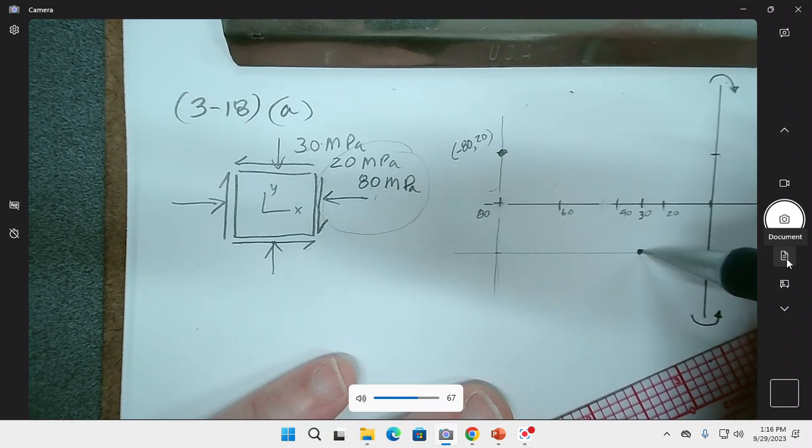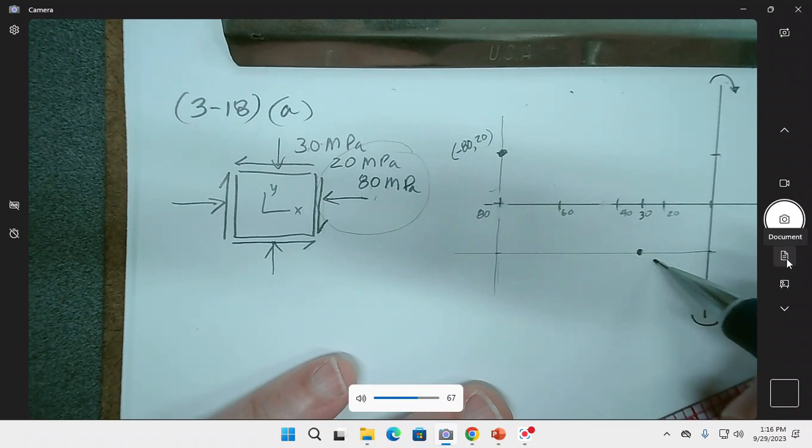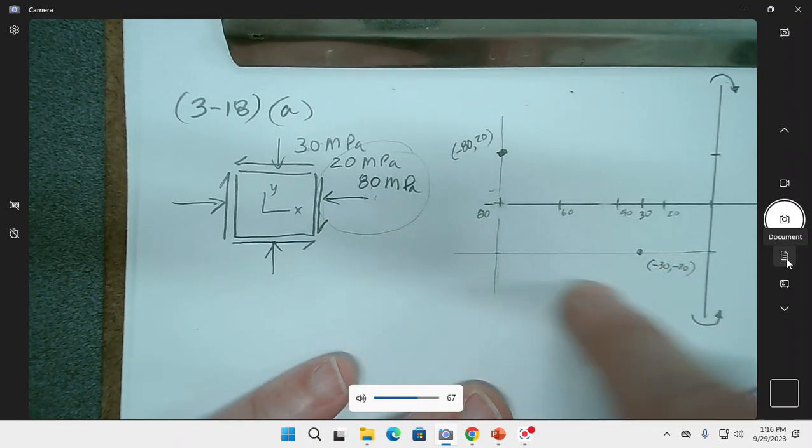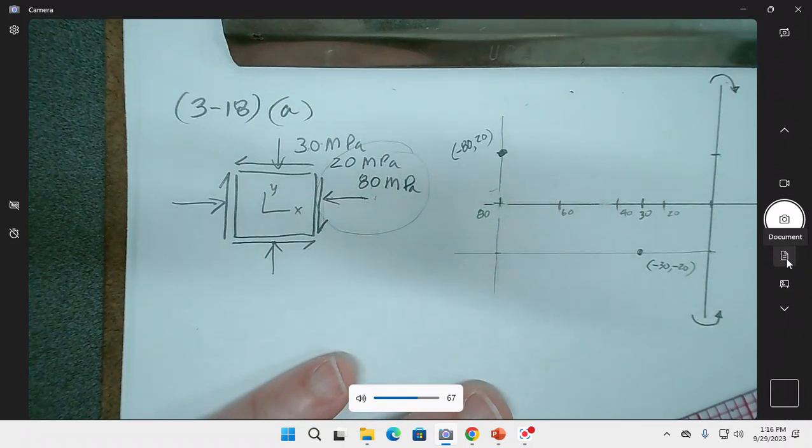So down here is where our other point is. That would be our negative 30 and a negative 20. Writing that might get in the way of my other circle, but I don't mind that so much.